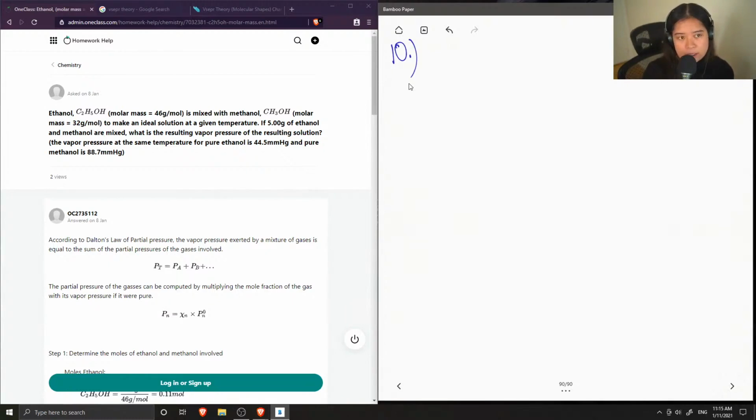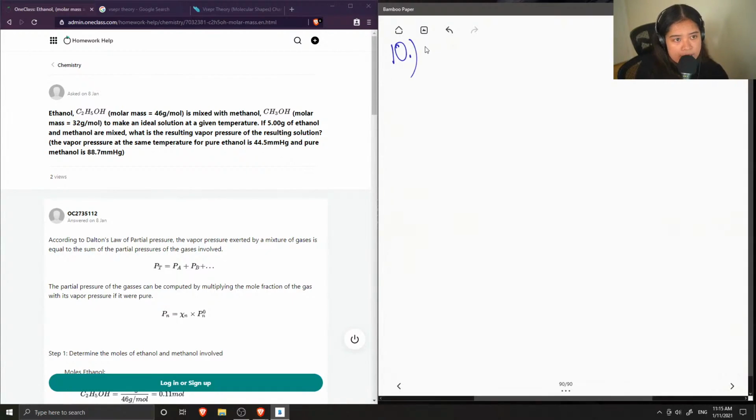Okay, so this helps us to answer the question. So let's do it step by step. Step 1 is to find the number of moles of ethanol, which I'll call ETOH, and methanol I'll denote as MEOH. The equation for number of moles is mass over molar mass. Good thing they already gave us the molar masses in the question.